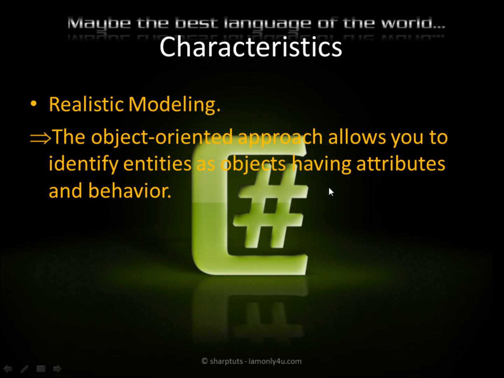So an object can have attribute and can also have a behavior. So as I have said earlier, an object can have a state, a behavior and a representation or a unique thing, unique stuff actually. So realistic modeling does that.